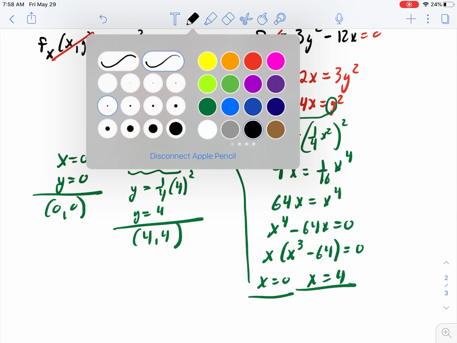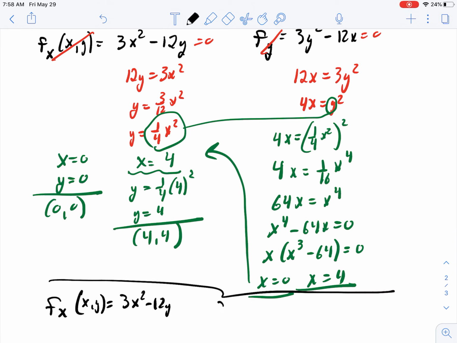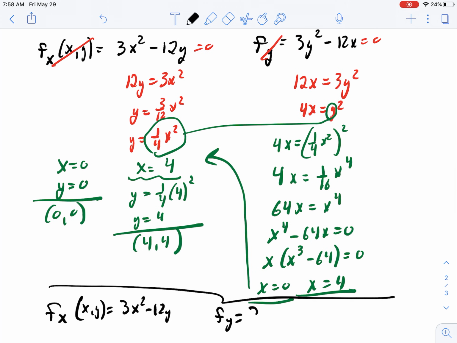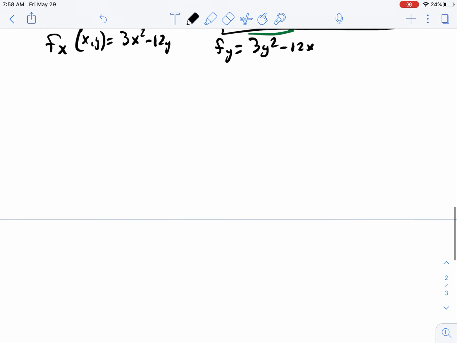So now we need to get our discriminant. We've already done the first derivative, and this was for x, and we had 3x squared minus 12y. And then my first derivative of y was 3y squared minus 12x. All right, let me move everything up.